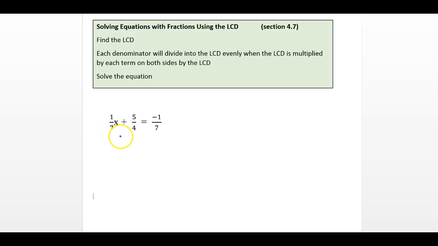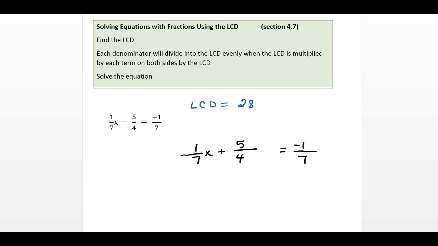We have the denominators 4 and 7. Therefore, the least common multiple of the denominators, the LCD, is 28. Next, as long as we're using the correct LCD, each denominator will divide into that LCD evenly when we multiply each term on both sides.